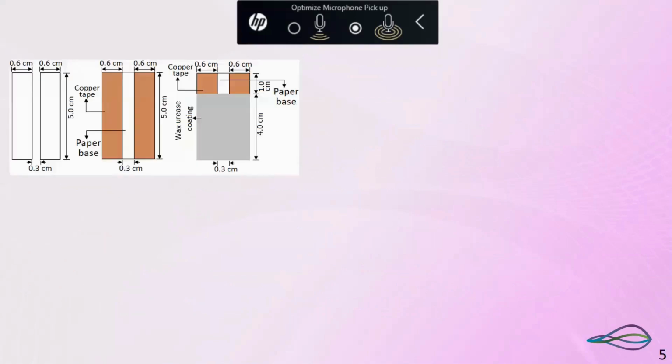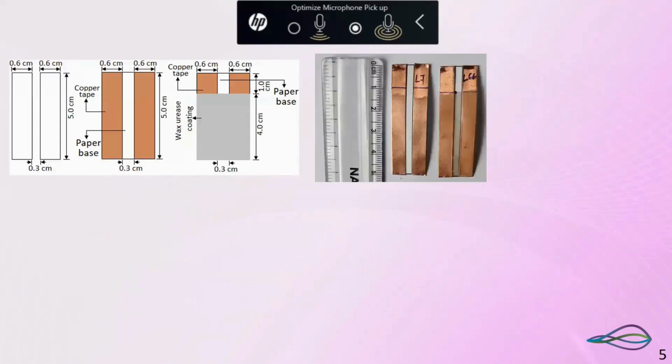So now this is the typical sensor that we have proposed. This is the paper-based sensor where we use the wax urea coating for the enzyme-based electrochemical sensor. This is the typical figure of the paper-based disposable sensor. We can use it at once, and it will cost around 1 rupee. And if we go for mass production, it will be less than that.